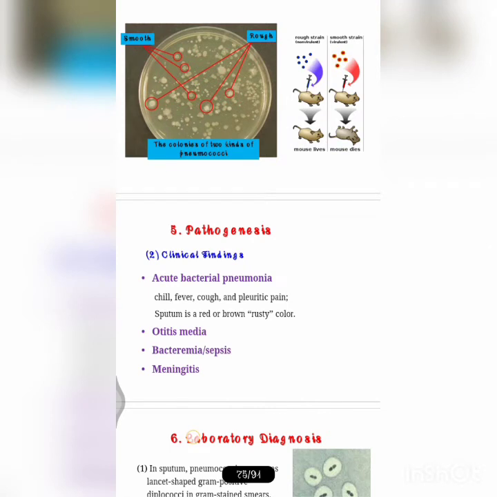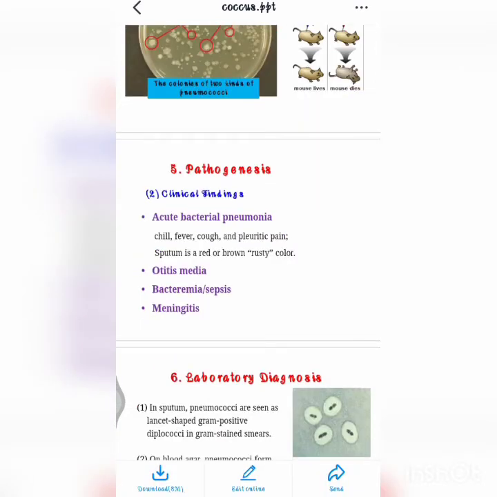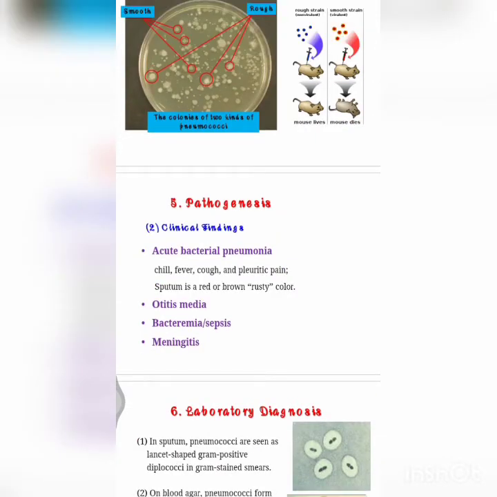Acute bacterial pneumonia presents with chills, fever, cough, pleuritic pain, and sputum that is red or brown and rusty in color. Otitis media is caused in our ear, which leads to ear pain. Bacteremia or sepsis, as just said, means entering the blood, and sepsis also involves forming coagulation factors, meningitis, and sometimes it may cause DIC. Teichoic acid and peptidoglycan usually activate the alternate complement pathway, and the hemolysin is cytotoxic and activates the classic complement pathway.